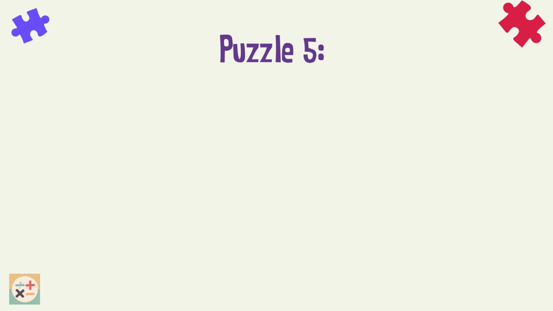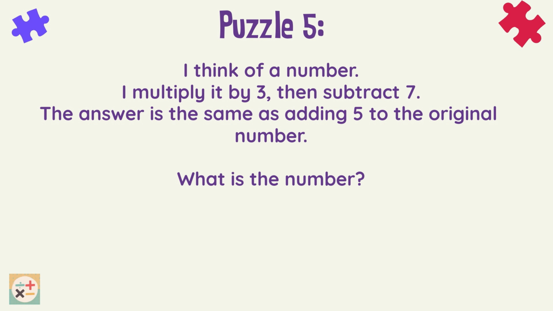And finally let's look at puzzle 5. I think of a number. Multiply it by 3, subtract 7. And that gives the same result as adding 5 to the original number. What was the number?